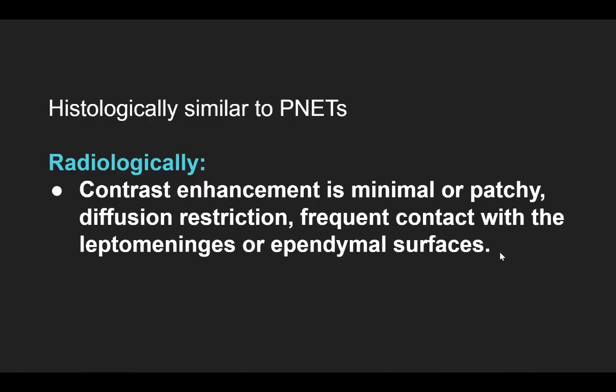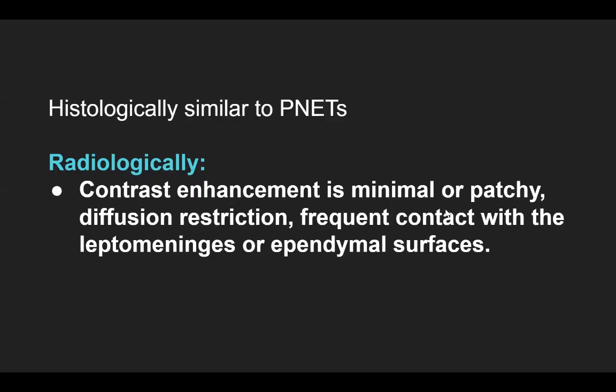Histologically, these are the tumors which are very similar to peanuts. Radiologically, contrast enhancement is minimal or patchy, which I have already elaborated. There is diffusion restriction. I did not find DWI images, unfortunately, but there is a diffusion restriction in them. Why is that? Because these tumors are densely cellular, they have small cell bodies, and that is why they are high signal on DWI and low signal on ADC.